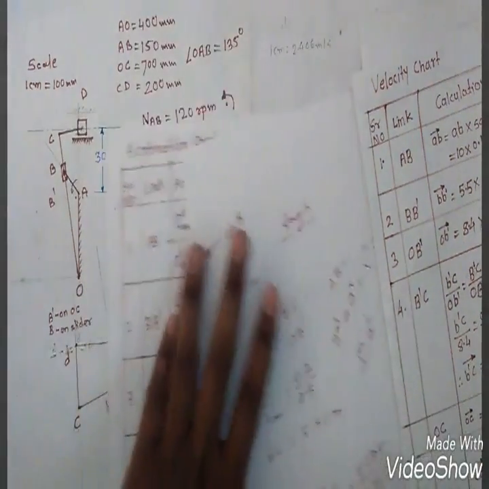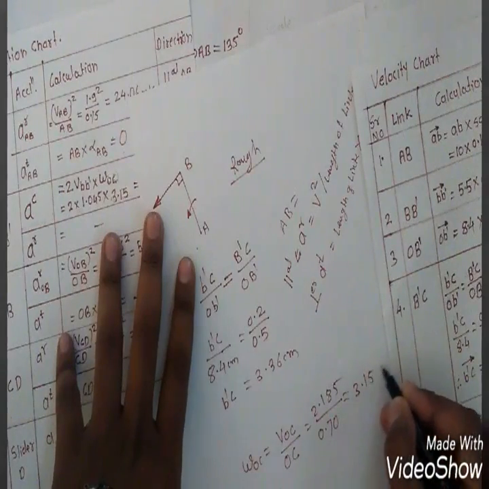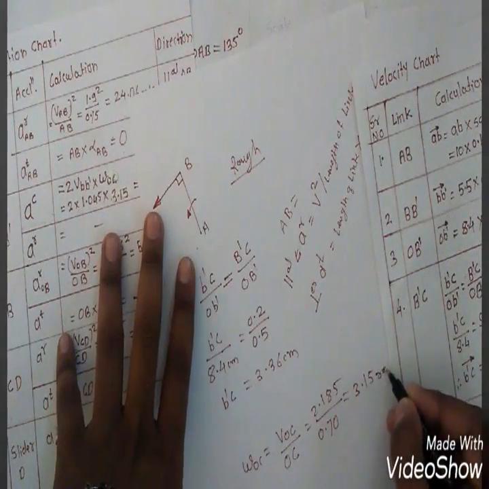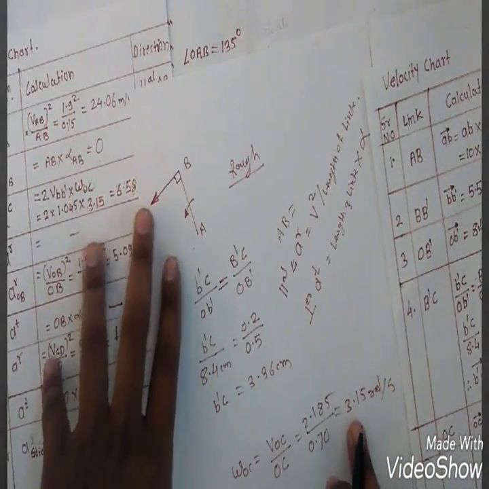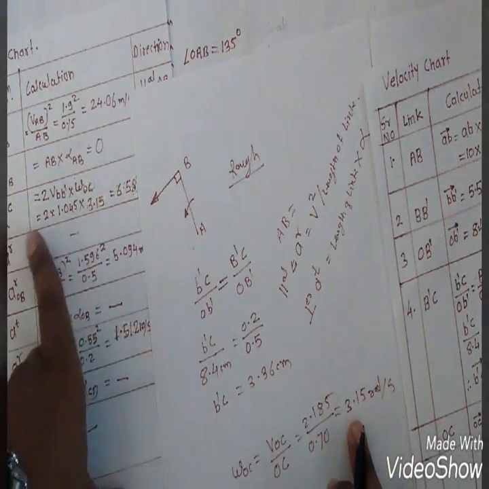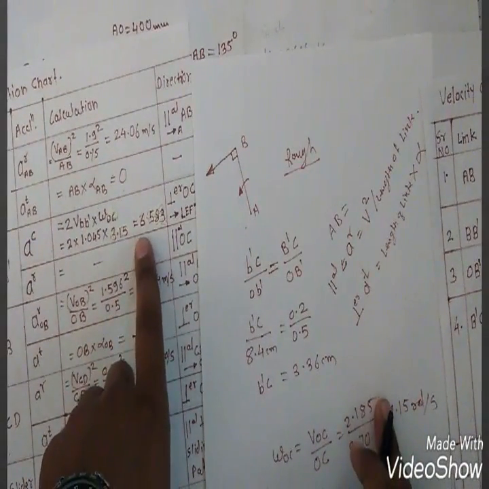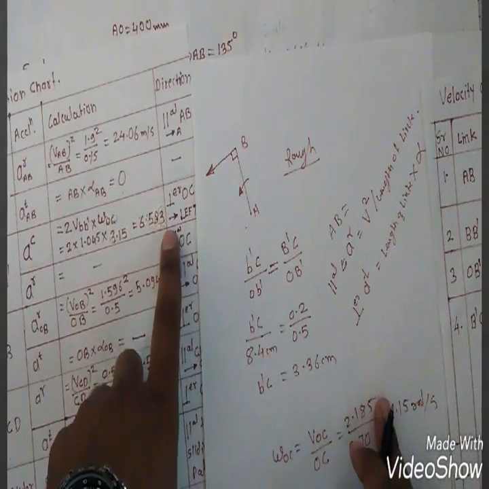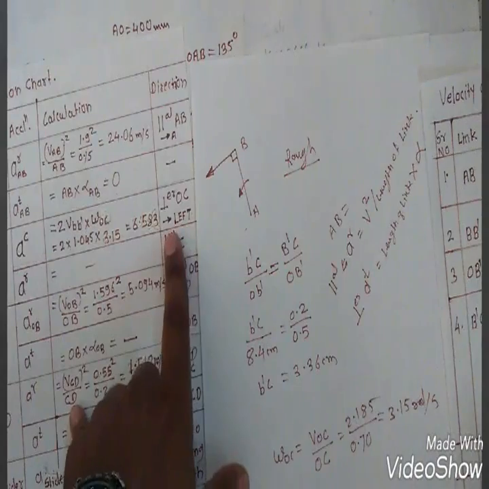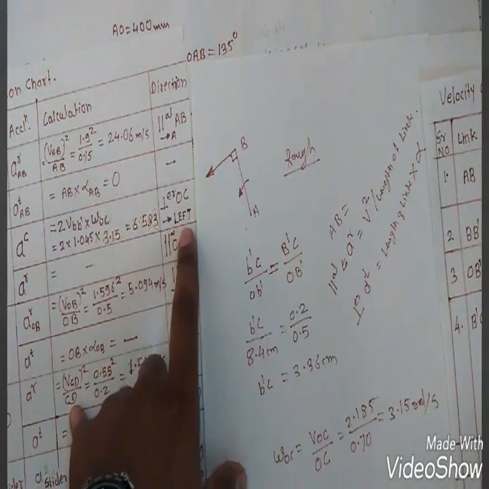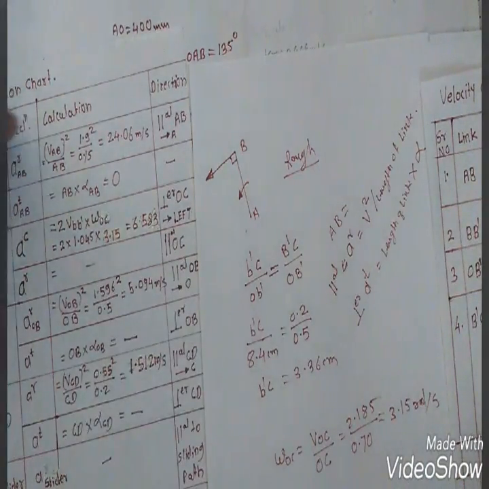This will be 3.15 radian per second. Okay, that you have to put in the acceleration chart, 2v omega. So you will get acceleration 6.583 and direction is perpendicular to OC, and towards left or right, I will explain this one while drawing the acceleration diagram.